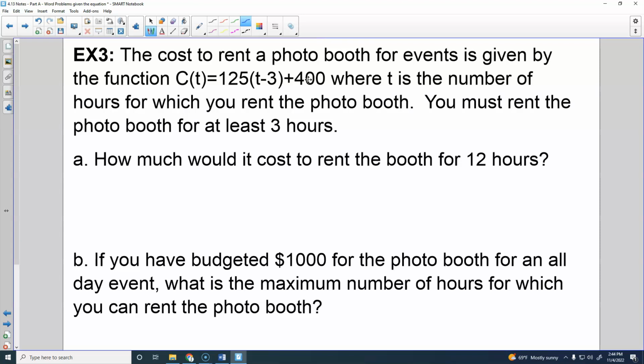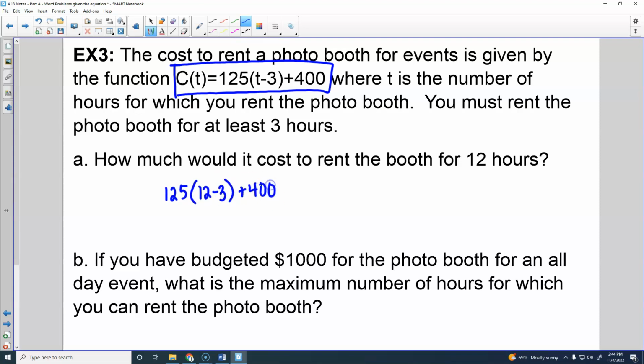Right, but you have to say that it's per hour after your 3 hours. Is that because if we have 12 hours, it's not just 125 times 12? But you don't have to reason through that because they gave you the equation. They didn't ask you to reason through it. They just said, how much does it cost after 12? So you're just taking this equation. 12, where should I plug it in, the T or the C of T? T. So I'm going to do 125 times 12 minus 3 plus 400.